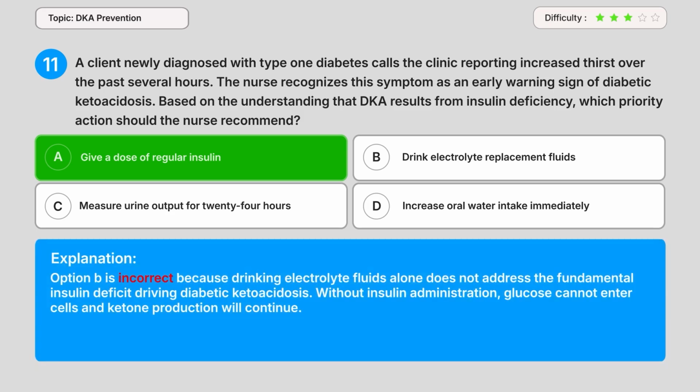Option B is incorrect because drinking electrolyte fluids alone does not address the fundamental insulin deficit driving diabetic ketoacidosis. Without insulin administration, glucose cannot enter cells and ketone production will continue.